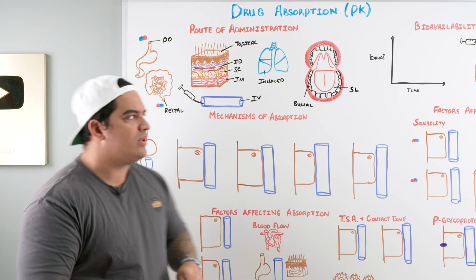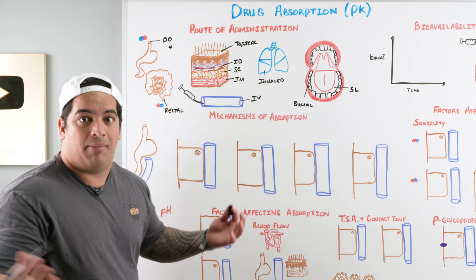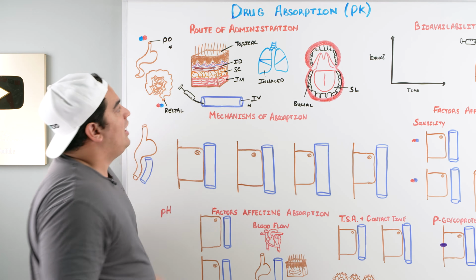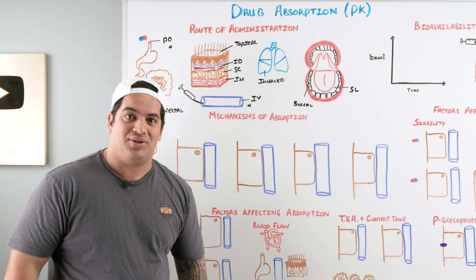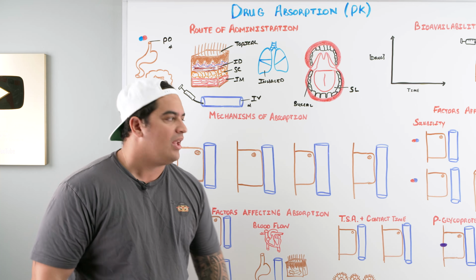The most common ones that I think you guys should definitely remember is going to be PO, because this is mainly the one that most people do outpatient, intravenous in the hospital, and then some of these injections, particularly like subcutaneous or intramuscular injections. But I'd say the IV and PO would be the big ones that I want you guys to remember.